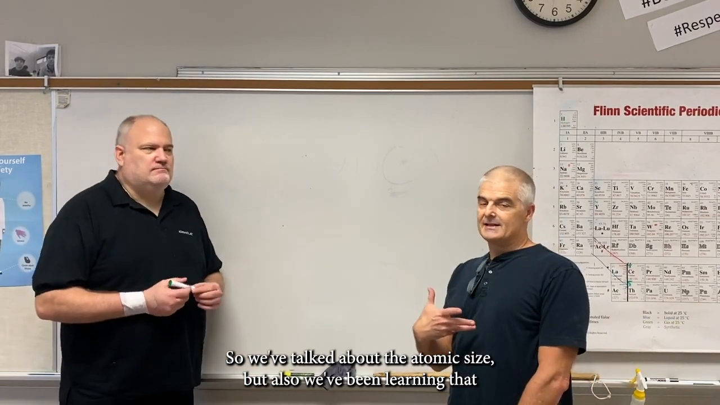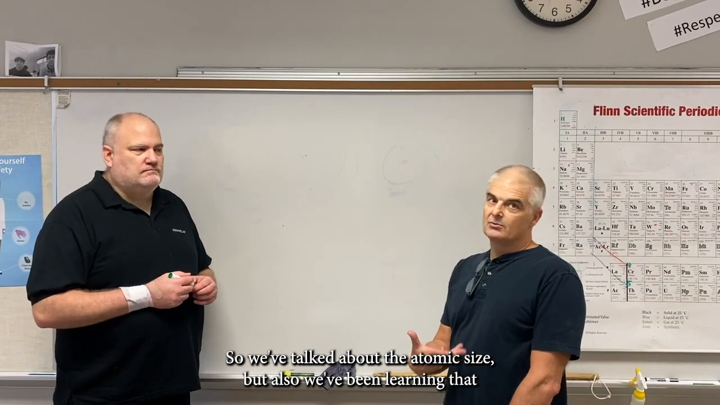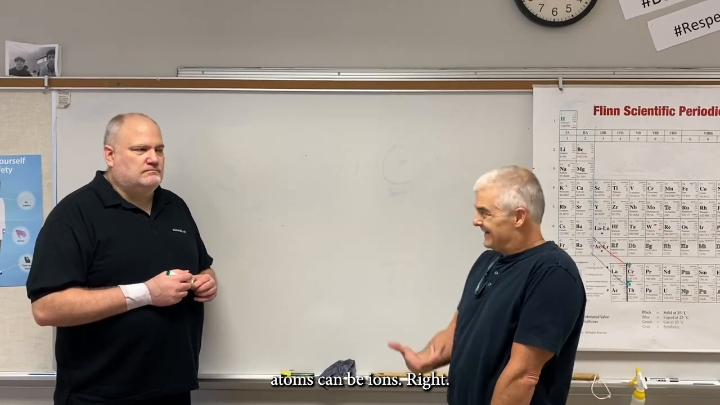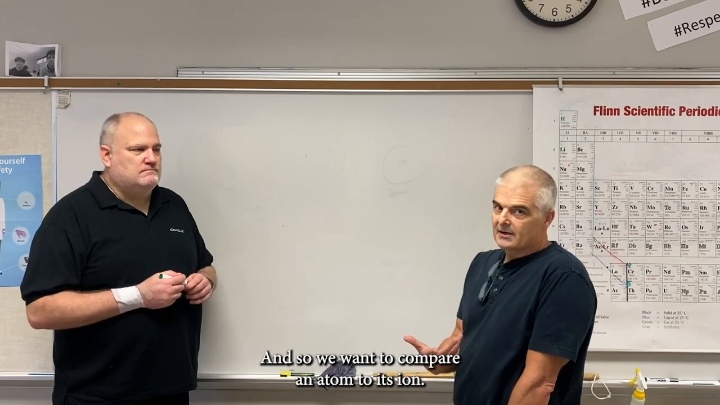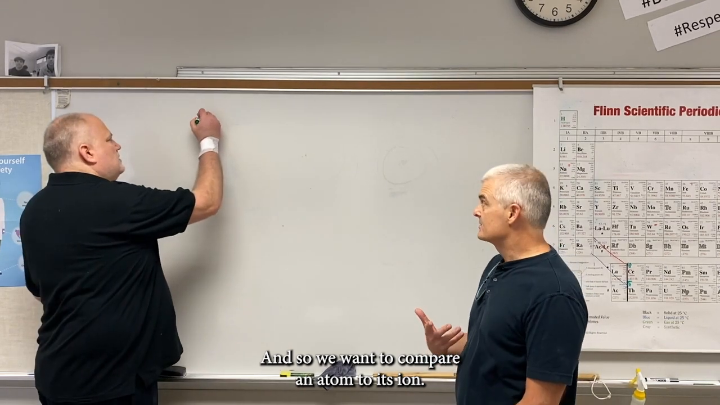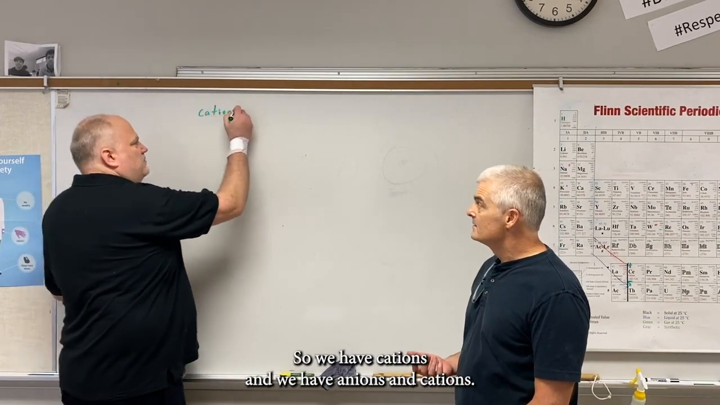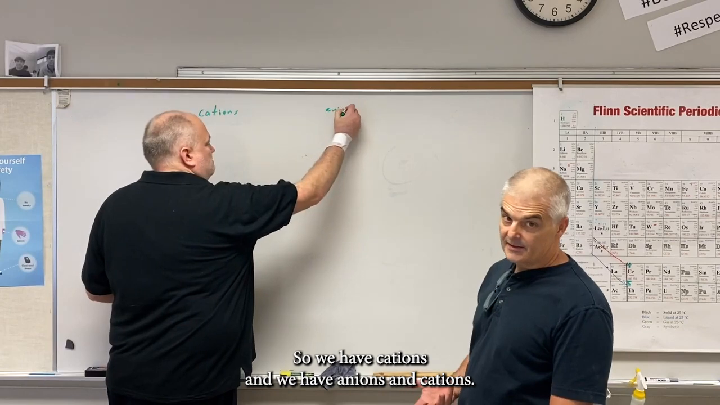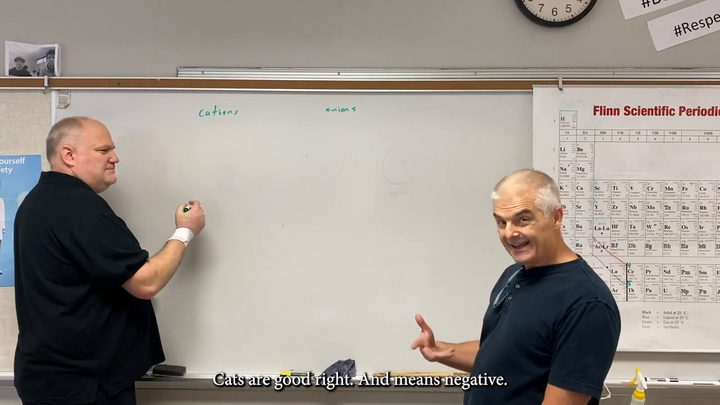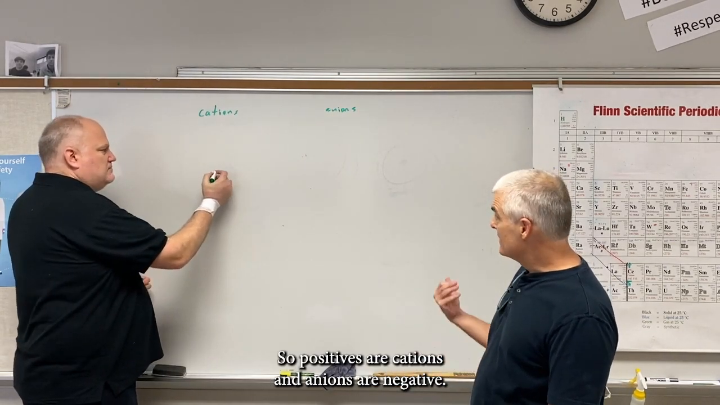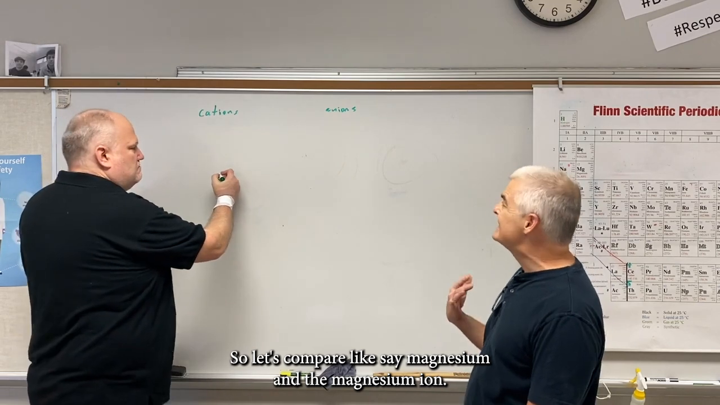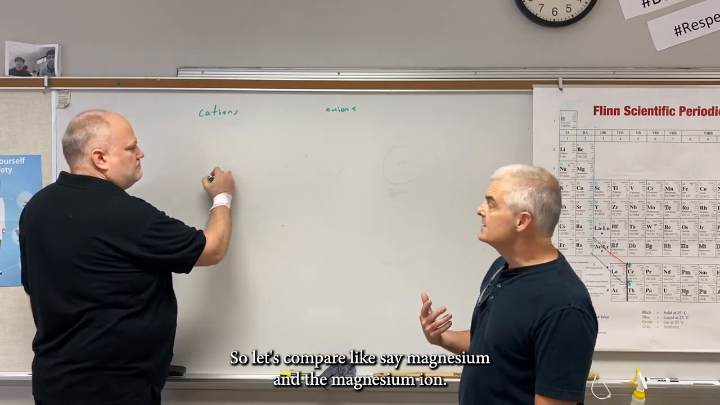So we've talked about the atomic size, but we've also been learning that atoms can be ions. And so we want to compare an atom to its ion. We have cations and we have anions. And cations, cats are good, right? An means negative, so positives are cations and anions are negative. So let's compare, say, magnesium and the magnesium ion.